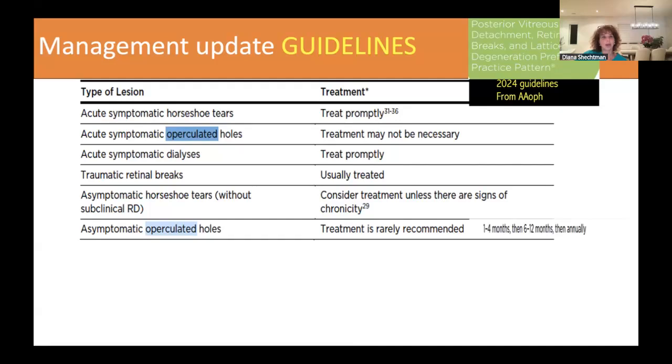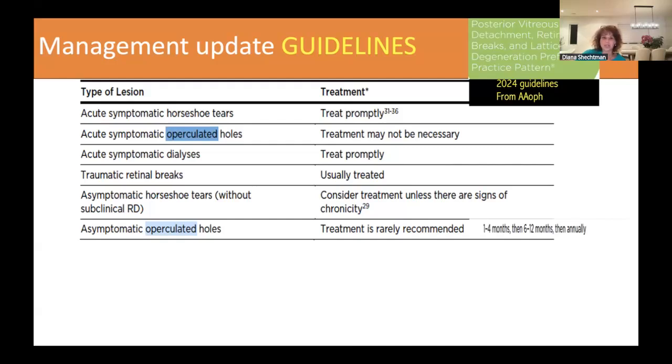And we're going to talk about the horseshoe tear. We know symptomatic horseshoe tears have the highest propensity towards a retinal detachment, hence they're always being treated. Whereby asymptomatic horseshoe tear, they may consider treatment, and that's actually changed guidelines. In the past, they weren't always treated. Now there's a consideration for treatment. I can tell you my surgeon, and each surgeon is different, does treat any horseshoe tear, whether it be symptomatic or not. But then you see things like an operculated hole.